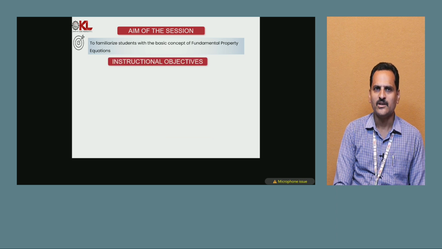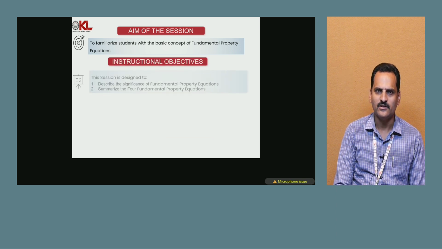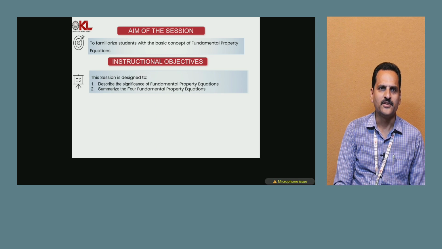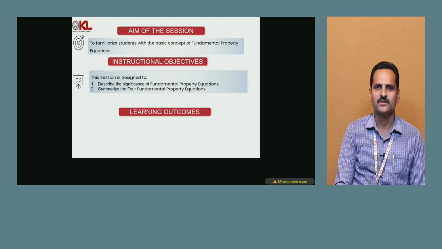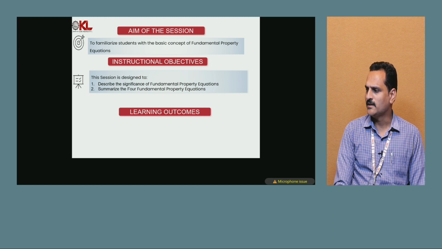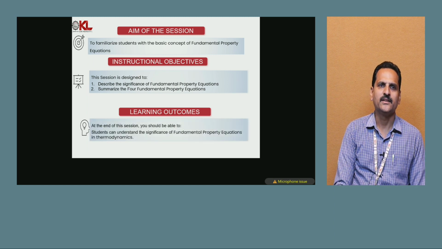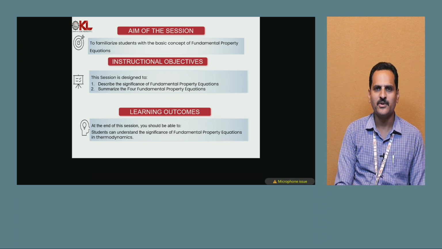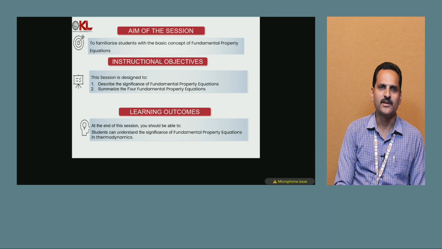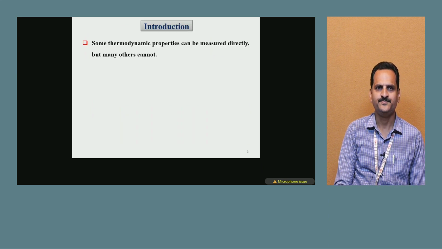The main objectives of this session are to describe the significance of fundamental property equations and summarize the four fundamental property equations. Ultimately, students can learn the significance of the fundamental property equations in biochemical thermodynamics. So let's start the introduction.